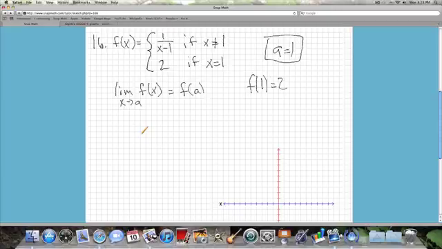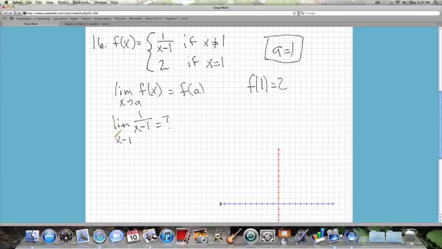So now what we need to do is find the limit of 1 over x minus 1 as x approaches 1. What does that equal? Well, it's 1 over 0 if you just plug it in. But that's undefined, right? So let's look at it from going both ways.